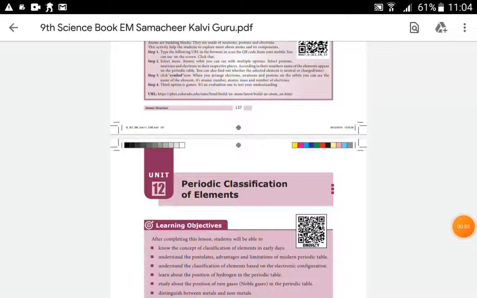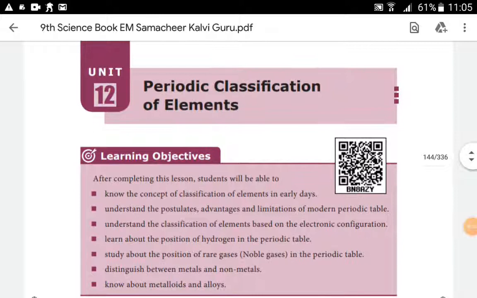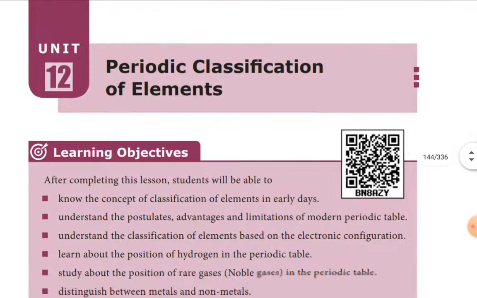The students of ninth standard, now we are going to study about periodic classification of elements, which is unit 12 in our science book. From the name itself you have to understand periodic classification: classifying, regulating the elements in a certain order. So we are going to study one by one now.